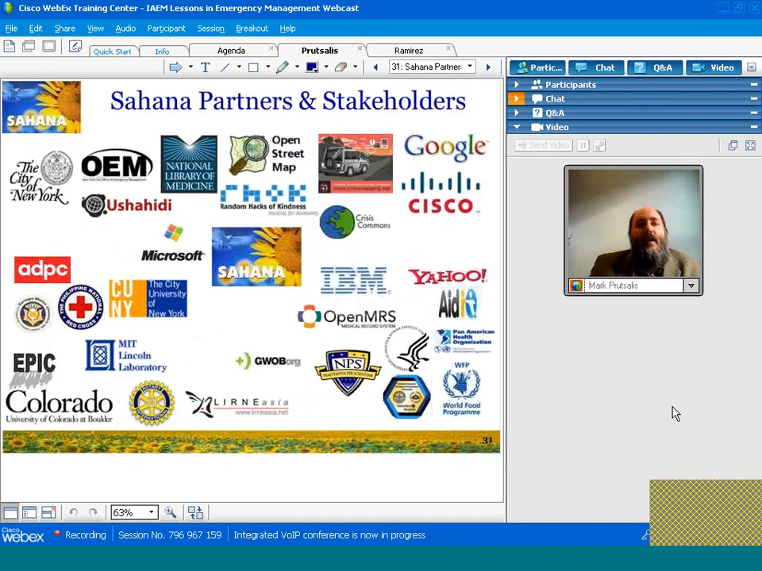We work with a bunch of different groups from government and primarily technology companies, other open source projects, academia, as well as volunteer communities such as Crisis Commons and the Crisis Mappers Network.